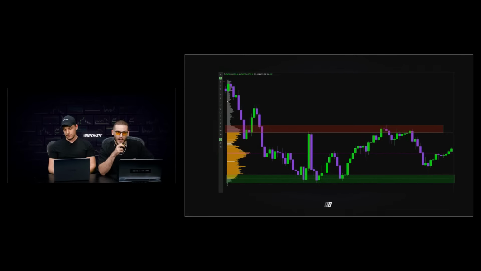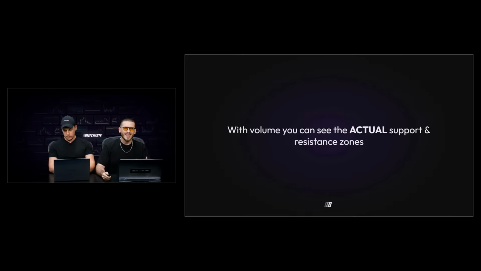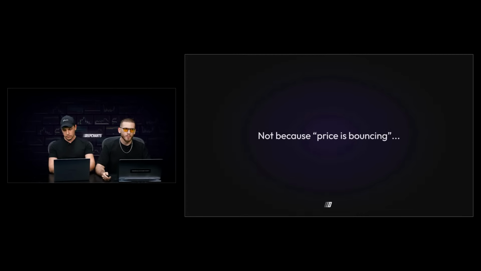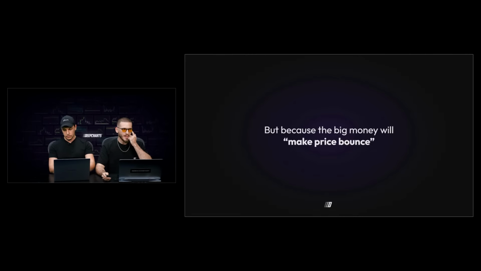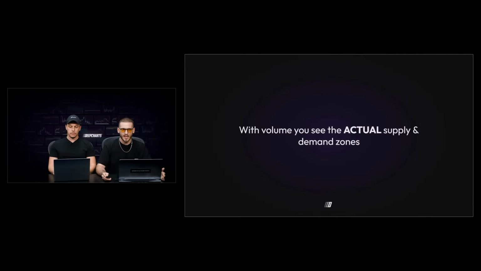They are prices that are mispriced, considered such at least, by most of the market. And since we're getting outside of what is considered fair value, it's very likely that if we bounce from one side or the other, there will be an opposite and equal force bringing it back to fair value. And in these areas with volume you can see the actual support and resistance zones. Not because price is bouncing, yes, thank you very much, ABC of trading, but because the big money will make price bounce because of a fair value dynamic.